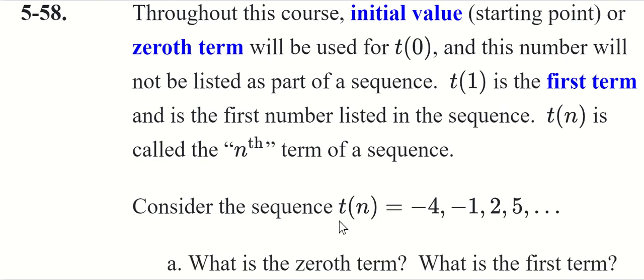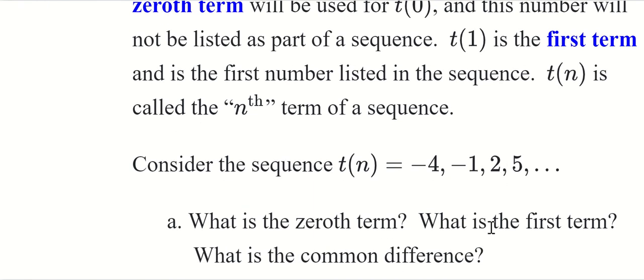So t of n, if n was 1, it would be the first term. When n is 2, it's the second term. When n is 3, it's the third term. What is the 0th term? What is the first term? What is the common difference?